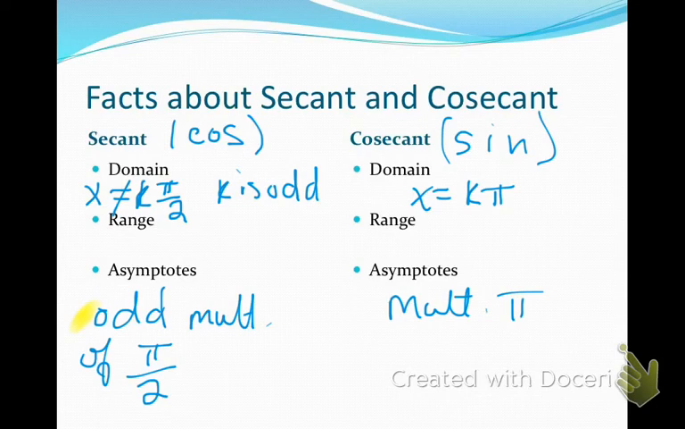The range is the same for both of them, so I'm going to write it in the middle here. We go from -infinity up to -1. But we're going to jump over that section in the middle where sine and cosine would be, pick up at the top of those graphs, and go back up to infinity.